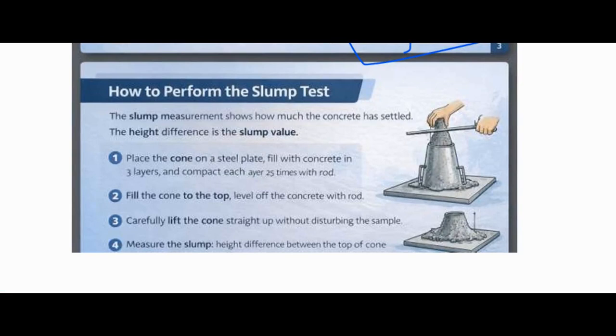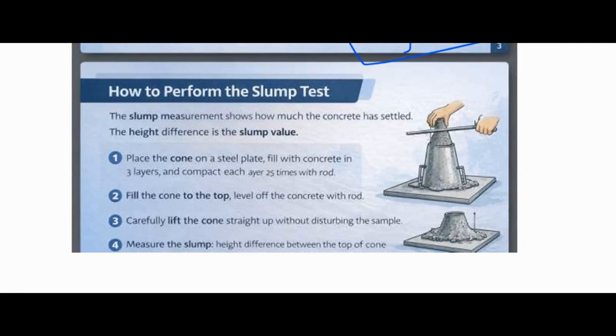Step 2 is to fill the cone in 3 layers. For the first layer, fill about 1/3 of the cone, then rod 25 times using the tamping rod. Second layer, fill up to 2/3 of the slump cone, again rod 25 times, penetrating slightly into the first layer. Third layer, fill the cone to the top, even slightly overfilling, again rod 25 times, penetrating slightly into the second layer.